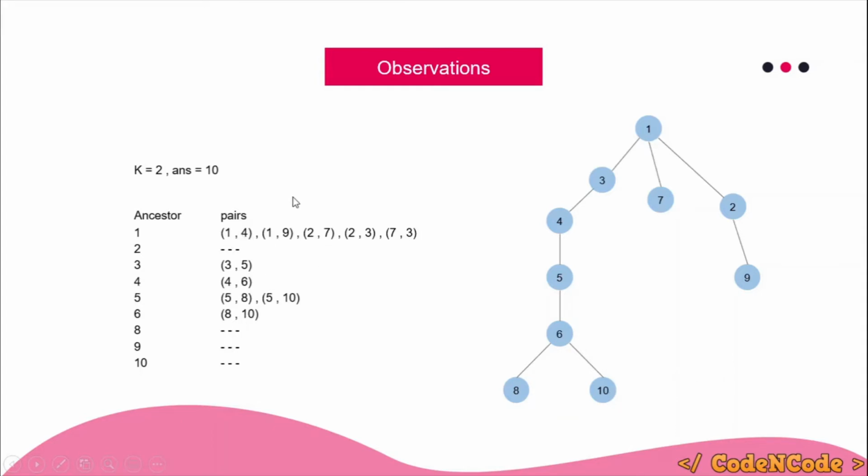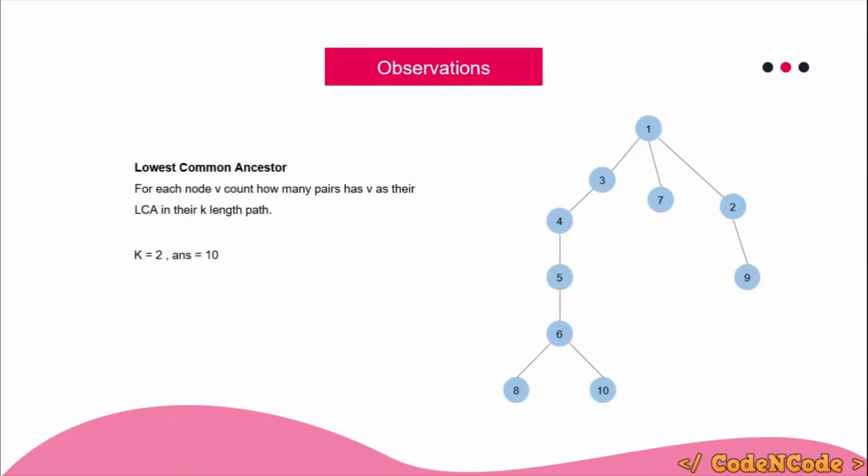How we are going to do that is a different thing, but for each node we will be counting how many valid pairs there are such that this node is their LCA. This way we'll be counting the total number of pairs. What the implementation is, I'll be telling you in a moment, but that is the whole idea. So for each node we count how many pairs have it as their LCA, that is lowest common ancestor, in their k length path, right? For this test case, of course, the answer is 10 when k is equal to 2.